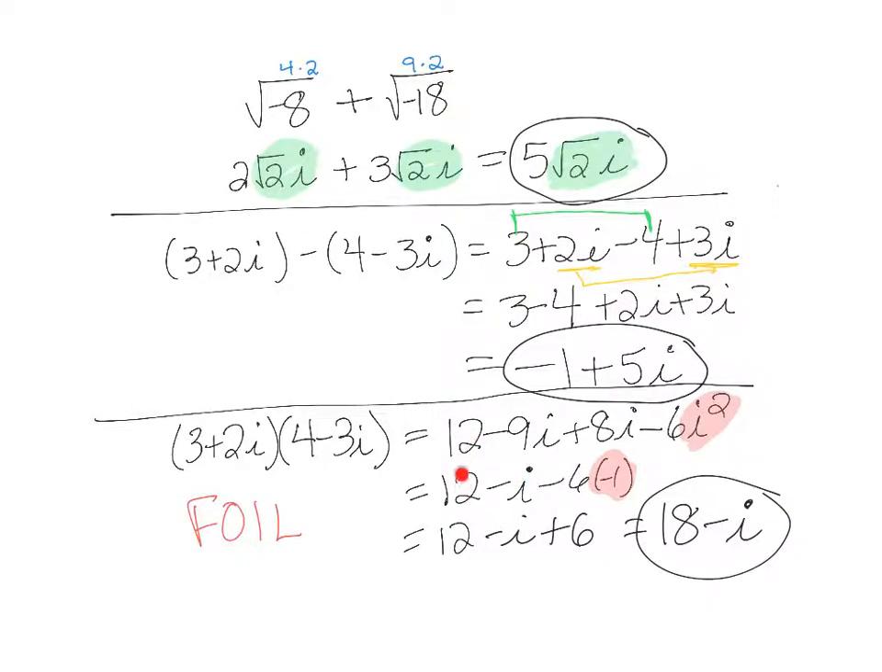So we have the 12 from the front. These combine, just like if you were multiplying out two binomials with x's, you're going to get -1i. This guy right here is a minus 6 times a minus 1. Well, that just gives me plus 6. And then once that's done, you see that you have like terms that you need to combine. 12 plus 6 gives me 18 in the front, and you're subtracting an i.